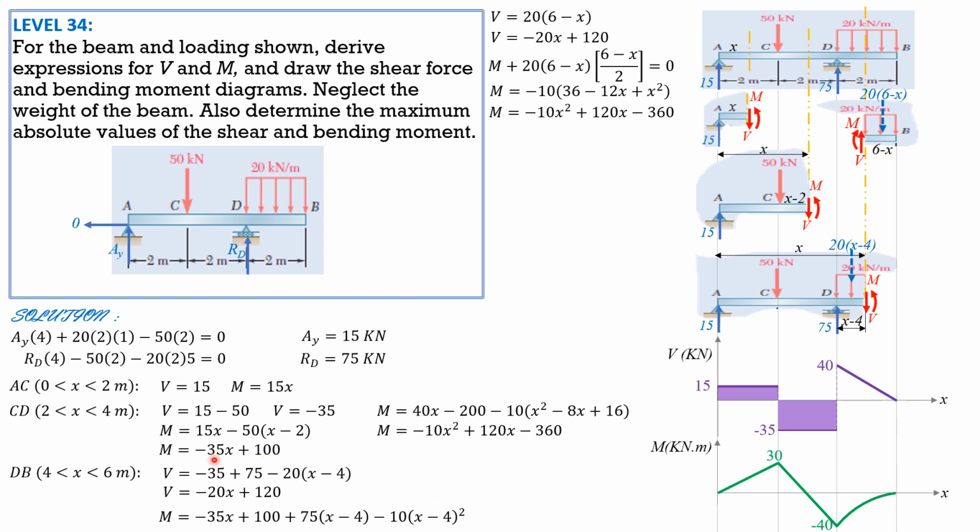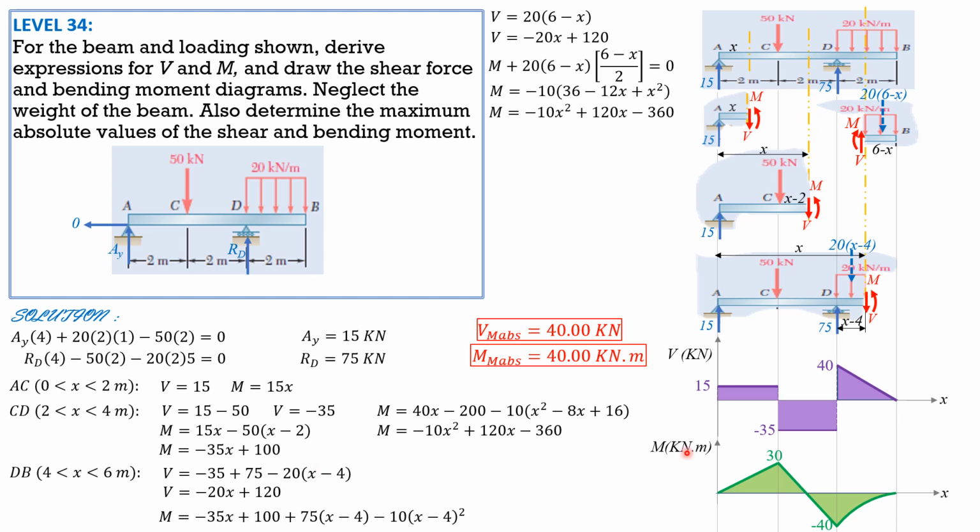For moment, AC, it is 15x. When x is 0, 15 times 0 is 0. When x is 2, 15 times 2, so this is 30. Then for CD, this is the formula. When x is 2, negative 35 times 2, negative 70 plus 100, so it's still 30. When x is 4, negative 35 times 4, negative 140 plus 100, negative 40. So negative 40 and 30 must be connected with a straight line because this is a straight line with negative slope. So negative 40 here.